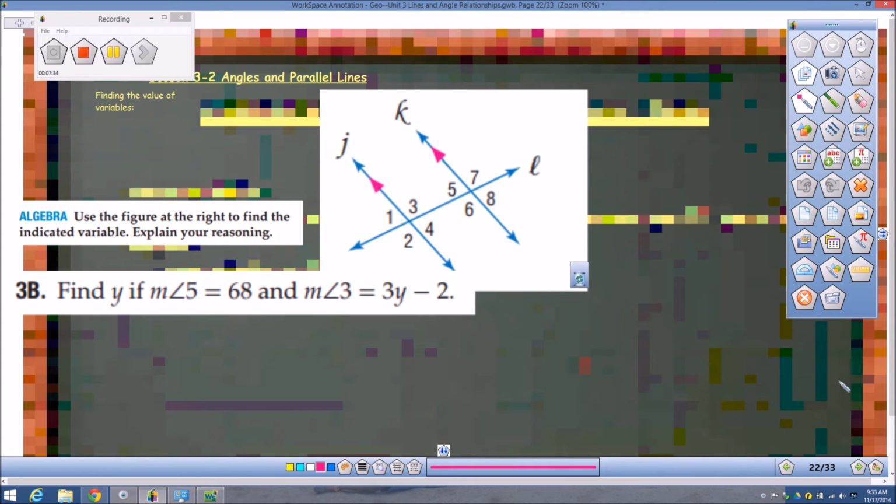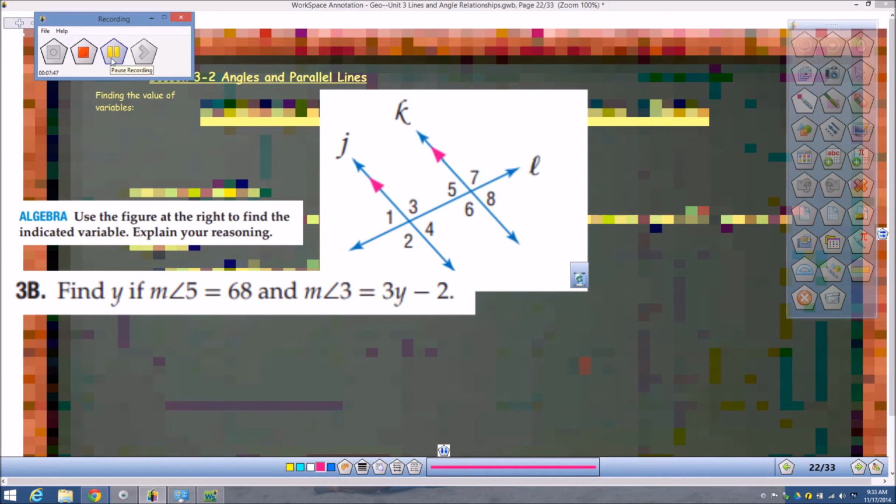So here's another example. We're going to work this one through. So go ahead and pause and see if you can figure it out, and then turn me back on when you have the correct answer, and we'll see if ours match. So let's see if you guys did it right.